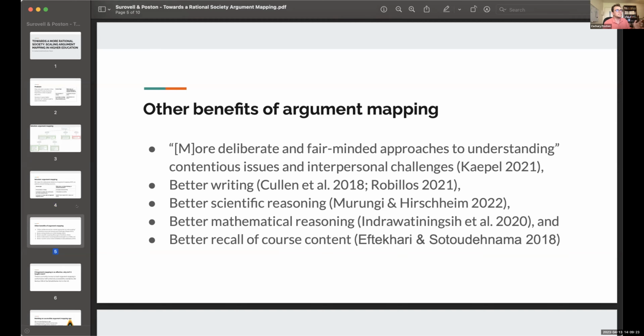If I can read a quote from it, it says, "Findings reveal that students face cognitive interpersonal challenges in critically thinking about and constructing argument maps for controversial topics, but that their efforts led them to take a more deliberate and fair-minded approach in examining them."